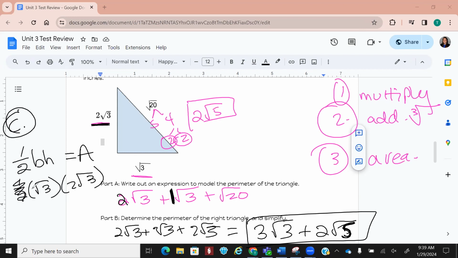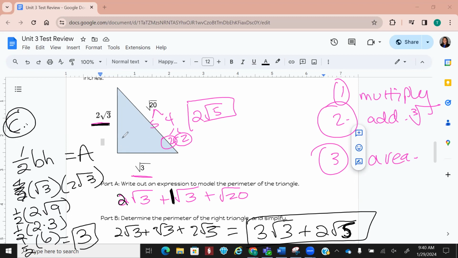Okay. What's 1 times 2? 2. What's 3 times 3? 9. What's the square root of 9? So 2 times 3, which is 6. Now, what is 1/2 of 6? That equals 3. So again, this is part C. This is talking about an area of a triangle.